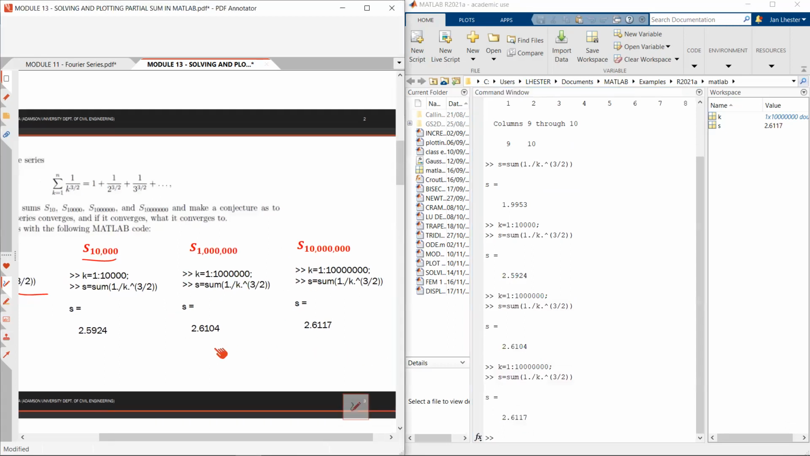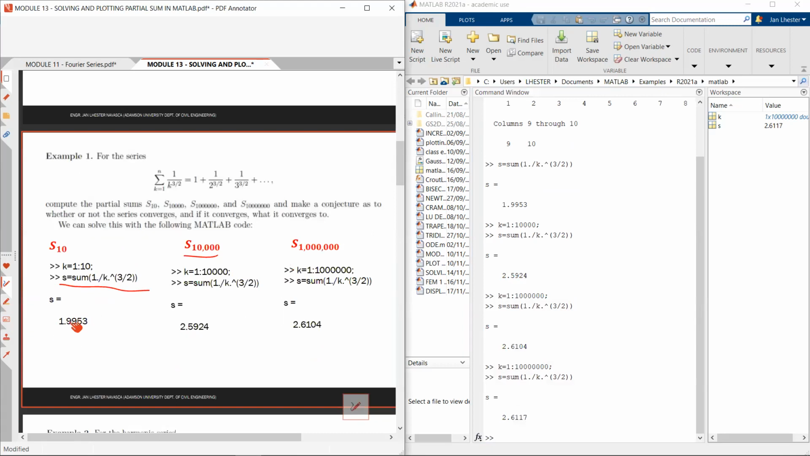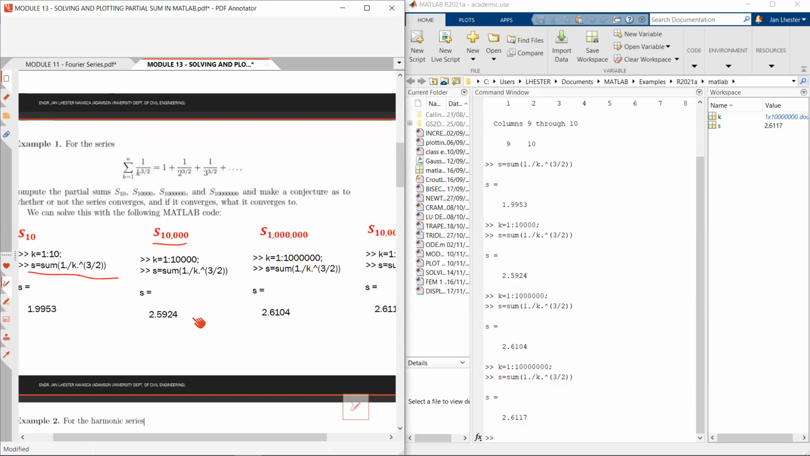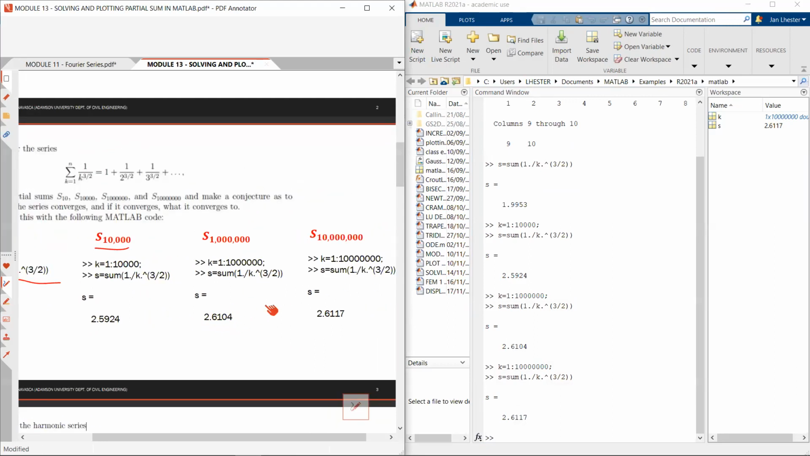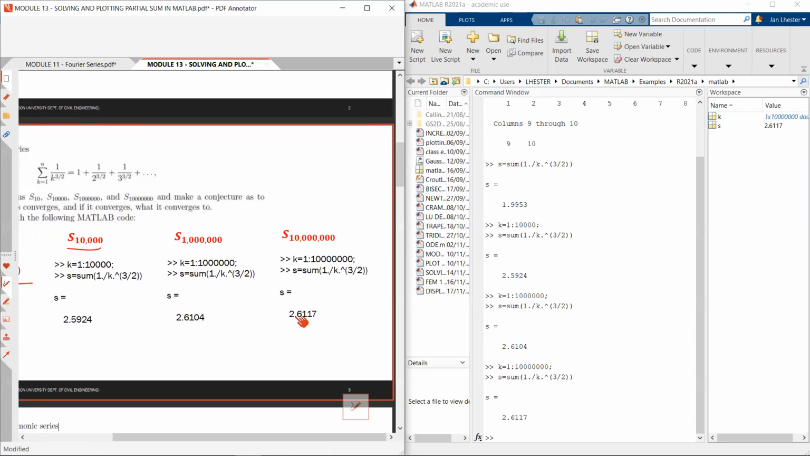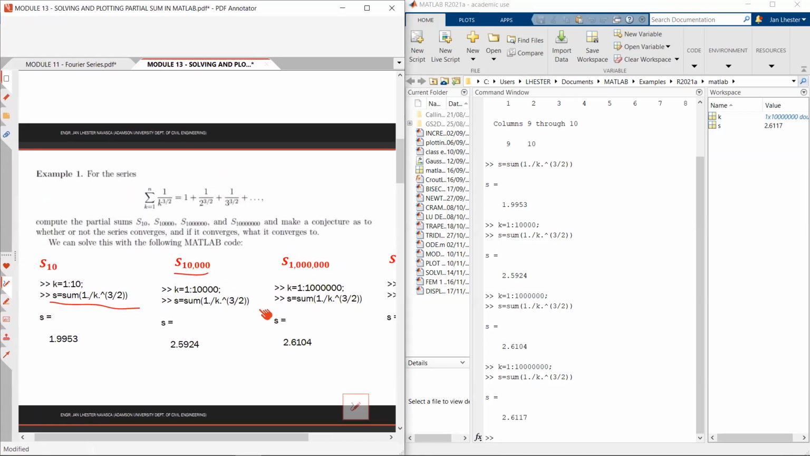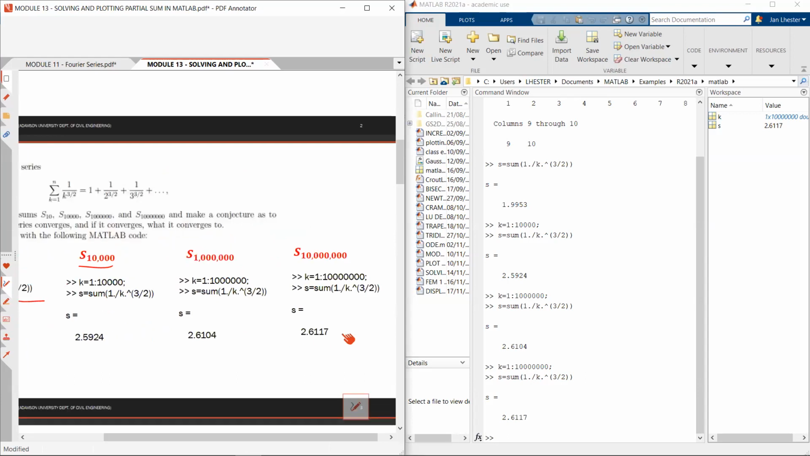2.6117. As you can see, S sub 10 is 1.9953, S sub 10,000 is 2.5924, S sub 1 million is 2.6104, and S sub 10 million is 2.6117. You will notice it is approaching 2.61 something. Therefore, we can make a conjecture that this series is converging, to a value of 2.611 something.